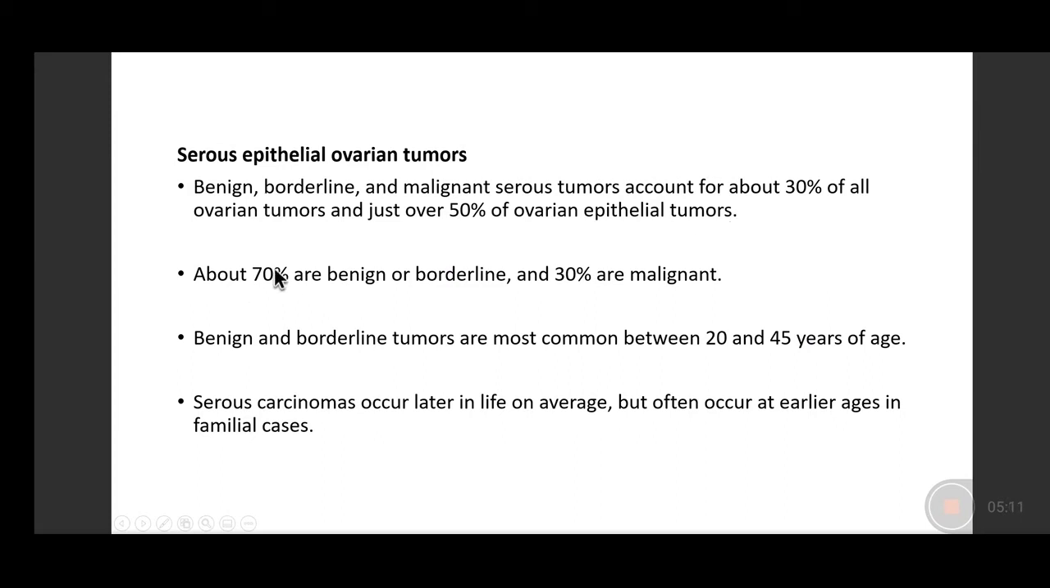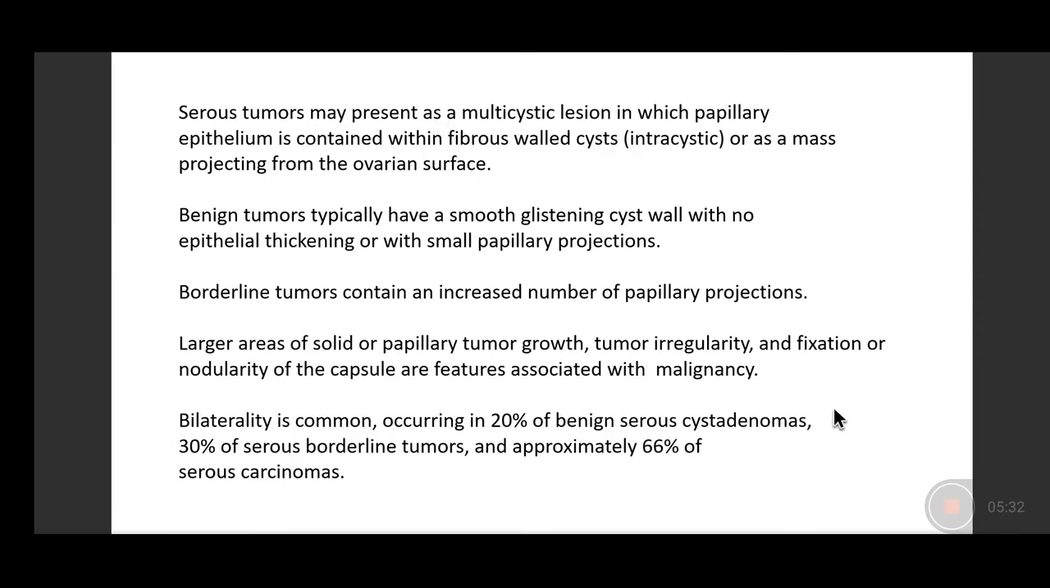About 70% of these serous tumors are benign or borderline, and only 30% are malignant. The benign and borderline tumors are most common between the ages of 20 to 45. During later life, the serous carcinomas are seen, or they may occur at earlier ages in the familial cases.